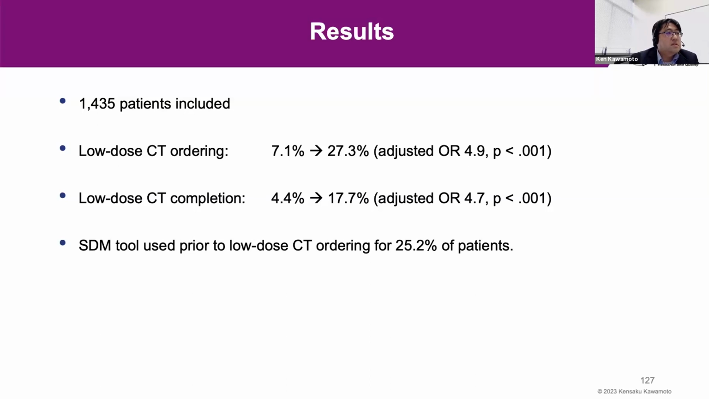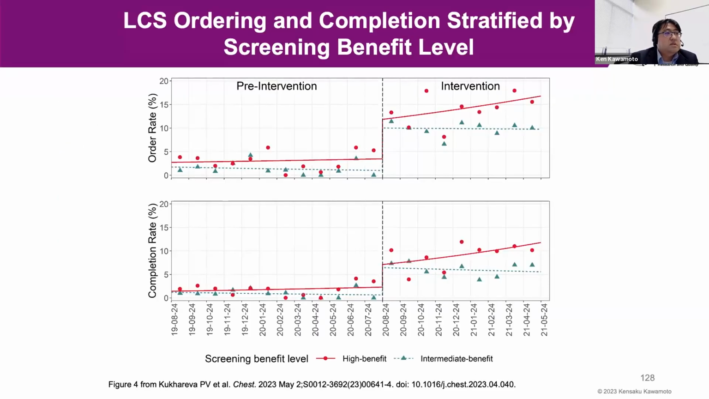Next slide, please. This shows the ordering and completion rates stratified by the expected benefit from screening, where we looked at folks who we considered based on modeling to be particularly high benefit versus more intermediate benefit. You can see the ordering rate increased for both, as did the completion rate for screening, but there did seem to be a trend towards increased screening for patients particularly at higher benefit. Next slide, please.